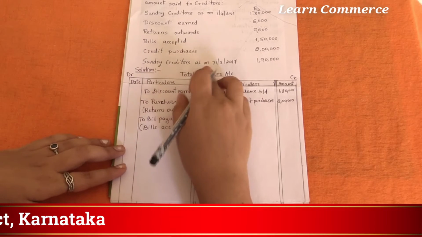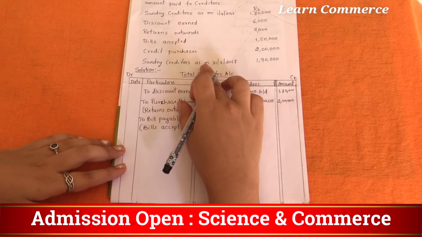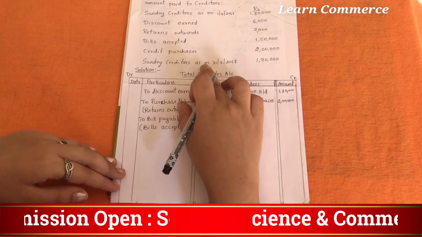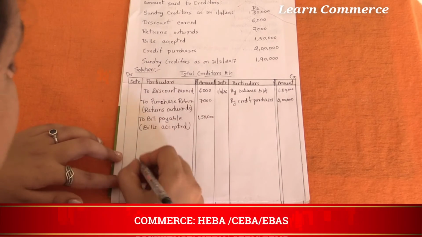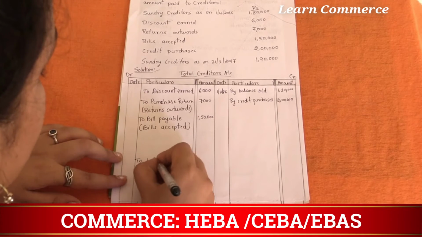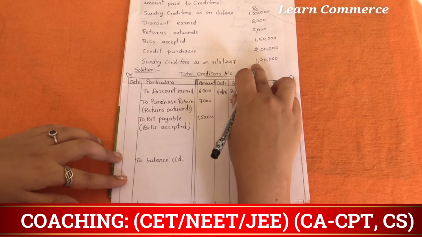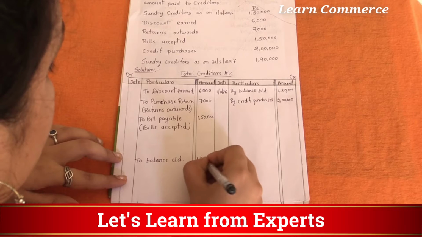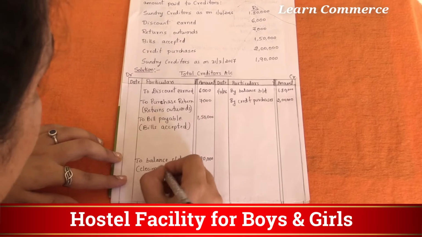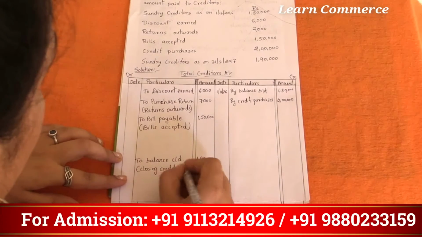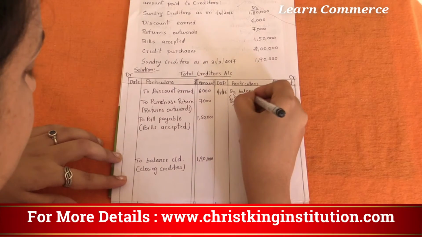Then sundry creditors as on 31st March 2017, 1,90,000. This is the closing balance of the creditors. Closing balance of the creditors is always recorded in the debit side at the end. So, leave some space here and write here to balance carried on. The closing creditors amount is 1,90,000. Here if you want you can write in a bracket opening creditors.